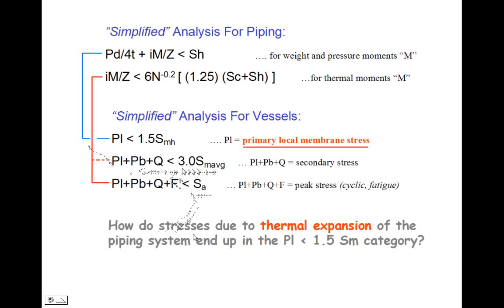But now, can the stresses due to thermal expansion of a piping system somehow end up in the PL less than 1.5 SM category? In general, this is compared to the piping PD over 4T plus IM over Z less than SH, which is weight plus pressure. Can this include thermal expansion?